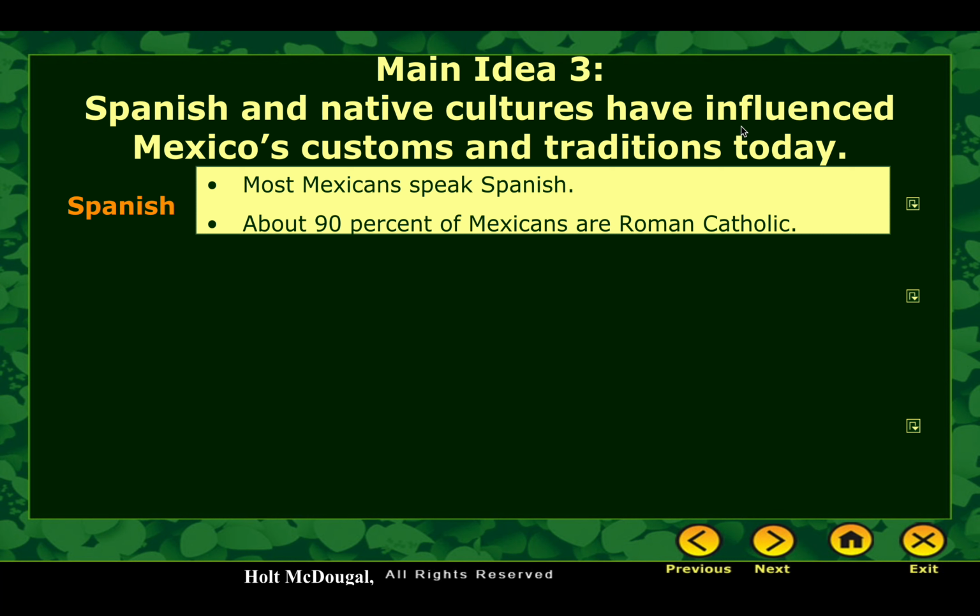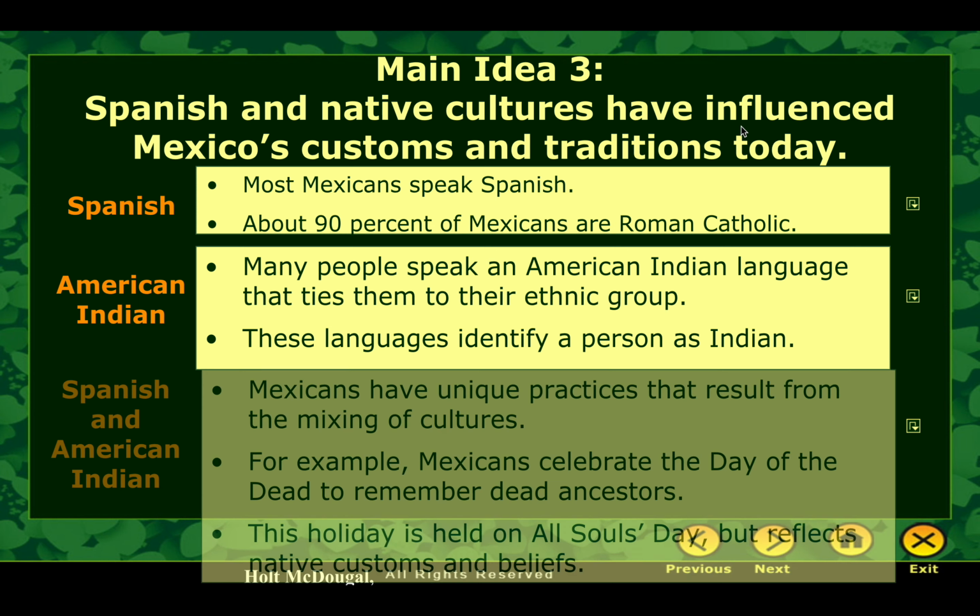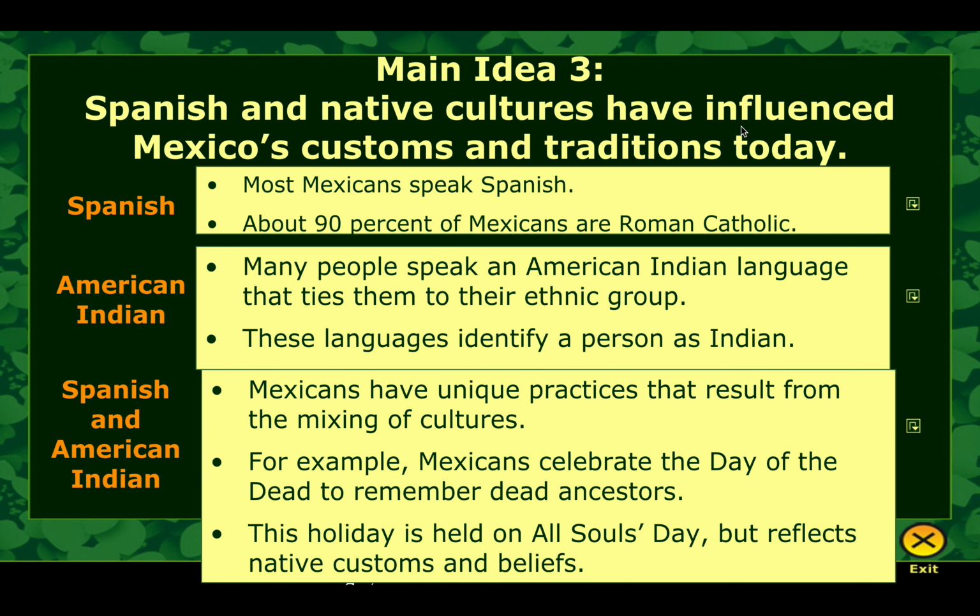So some of the things that we know and the traditions that we have in Mexico today: most Mexicans speak Spanish. About 90% of Mexico is Roman Catholic. Many people, though, in Mexico do speak an American Indian language that ties to their ethnic group, and they identify as a Native American in that culture. And then we have Mexicans who have a unique practice that results from mixing those two cultures.